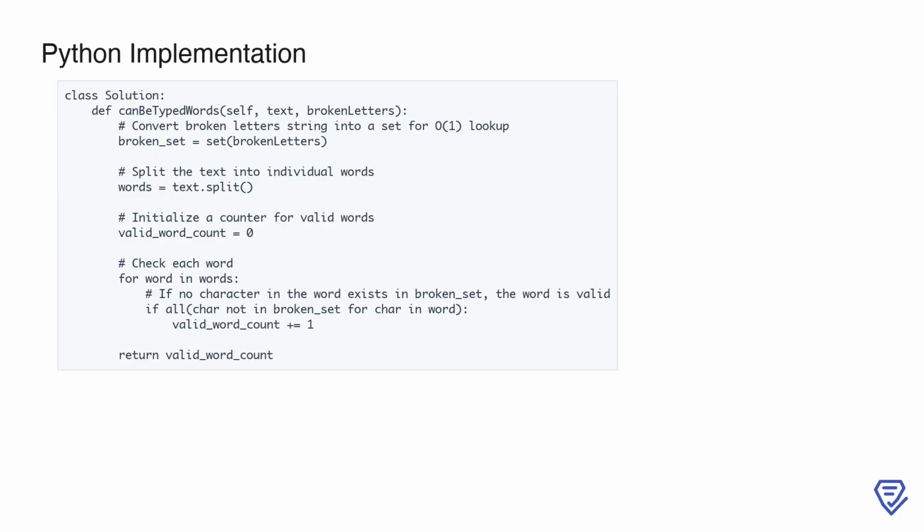Edge cases. If broken letters is empty, all words are valid. If text is empty, the result is 0. If all letters in text are broken, the result is 0. The algorithm is efficient with a time complexity of O(n * m), where n is the number of words and m is the average length of each word. This ensures quick execution even for larger inputs.